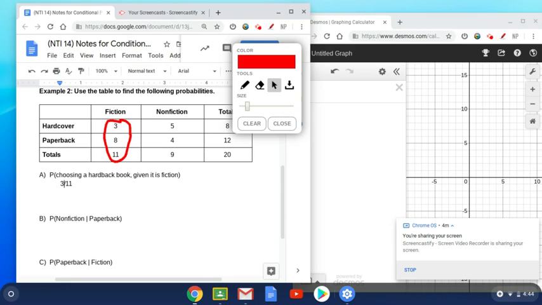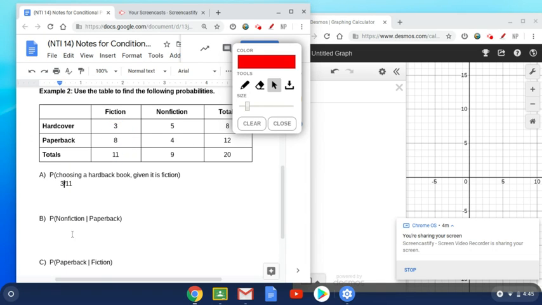And there's my fraction. If you circle what you're looking at, you're not tempted to look at any of the other numbers. It's not 8 out of 11. I realize there's 8 total hardback books, but we were told that our condition was that it had to be a fiction book. Therefore, we are only looking at the 3 hardback books that happen to be fiction.